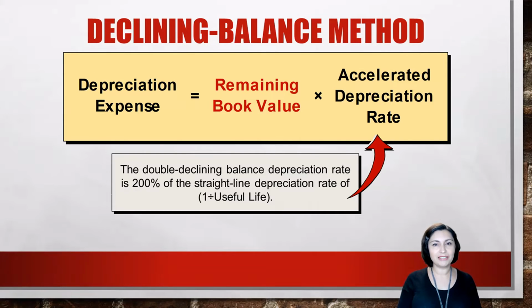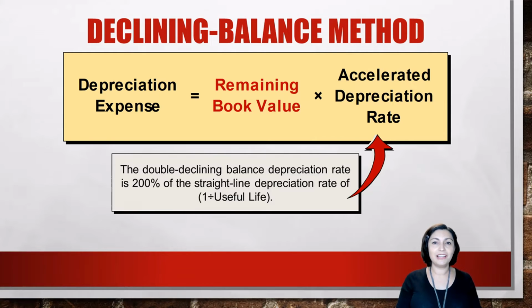Calculating depreciation expense under the double declining balance method is a three-step process. First, we calculate the straight-line depreciation rate. Do this by dividing 100% by the asset's useful life. The second step is to calculate the double declining balance rate, which is done by multiplying the straight-line rate times 2. The final step is to determine depreciation expense. Multiply the double declining rate times the book value of the asset at the beginning of the period.